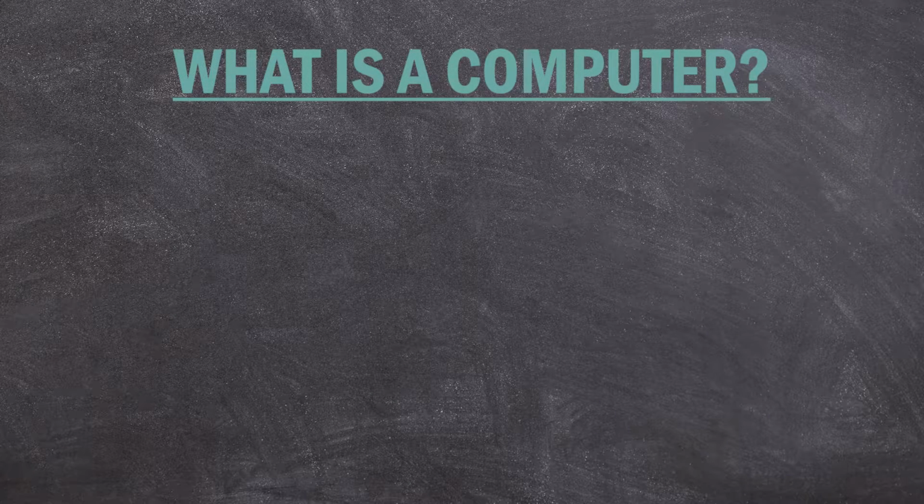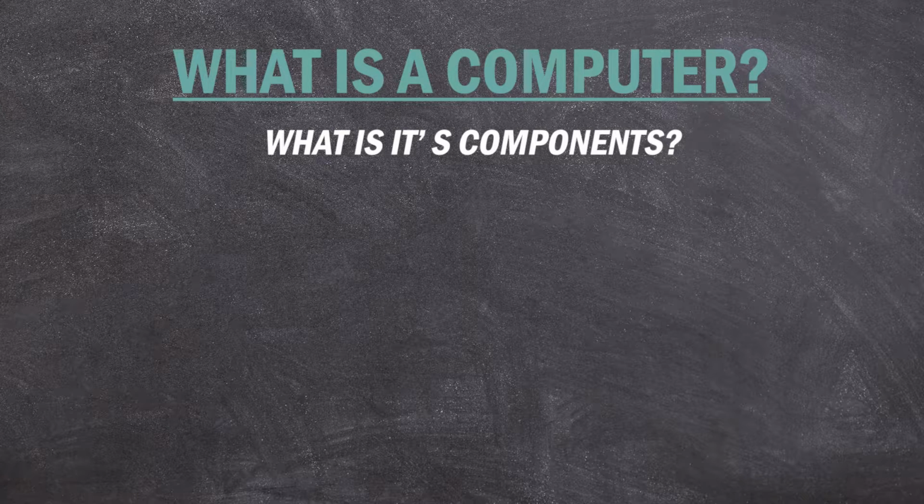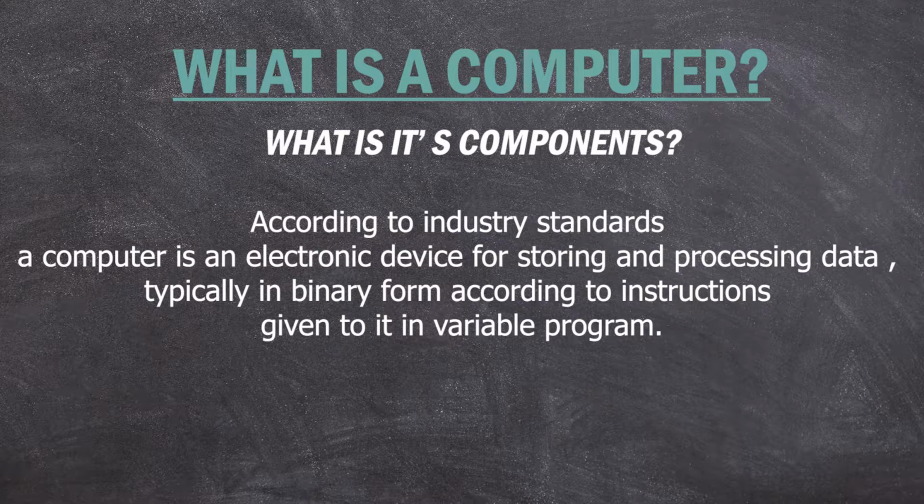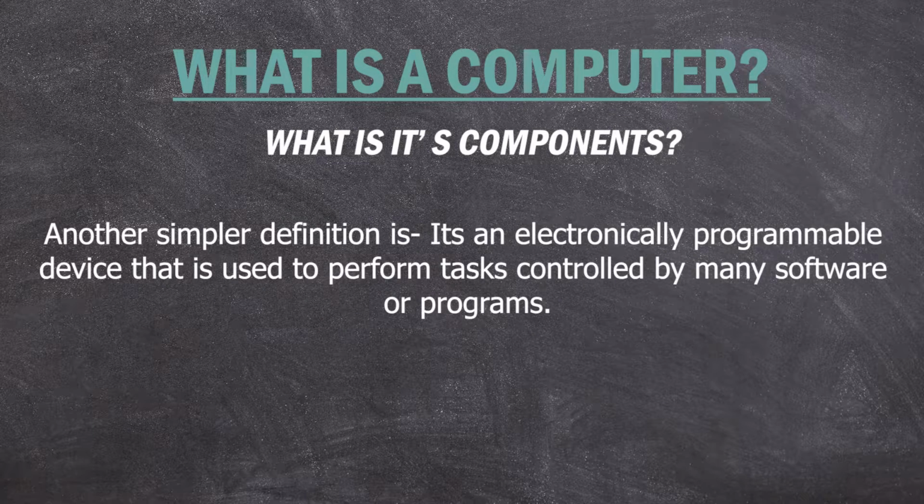What is a computer? You might ask, what is a computer and what are its components? According to industry standards, a computer is an electronic device for storing and processing data, typically in binary form, according to instructions given to it in a variable program. In simpler terms, it's an electronically programmable device that is used to perform tasks controlled by many software or programs.